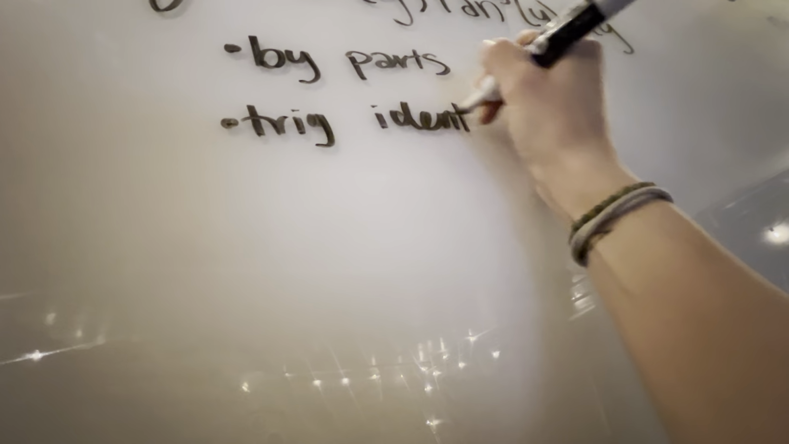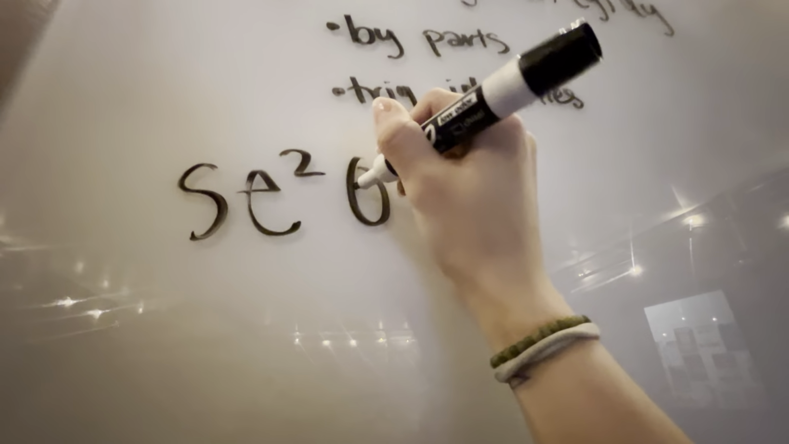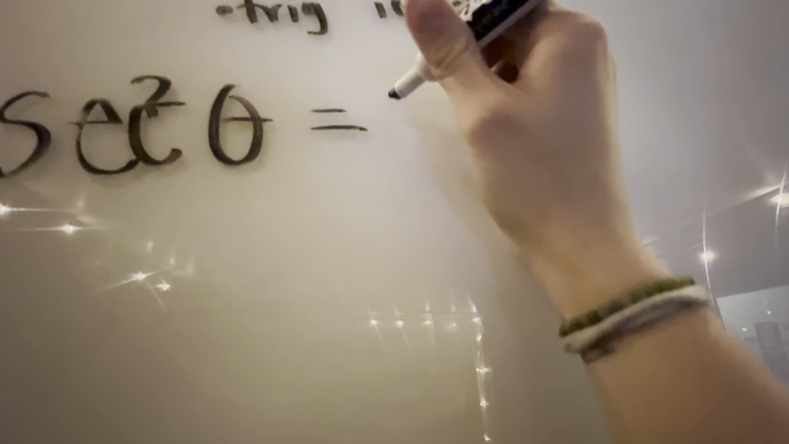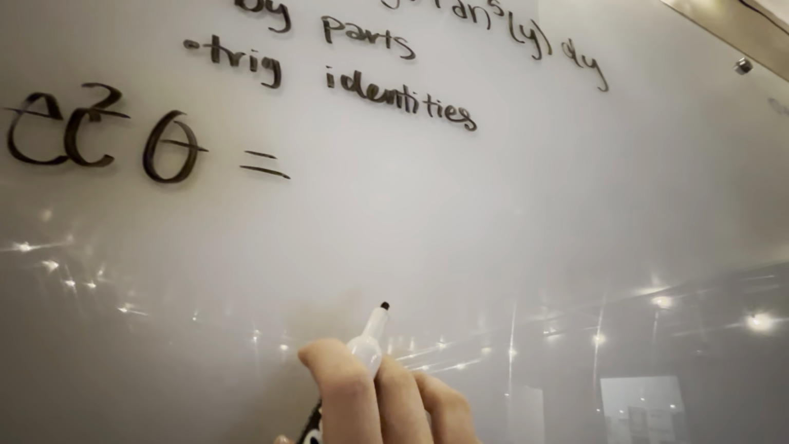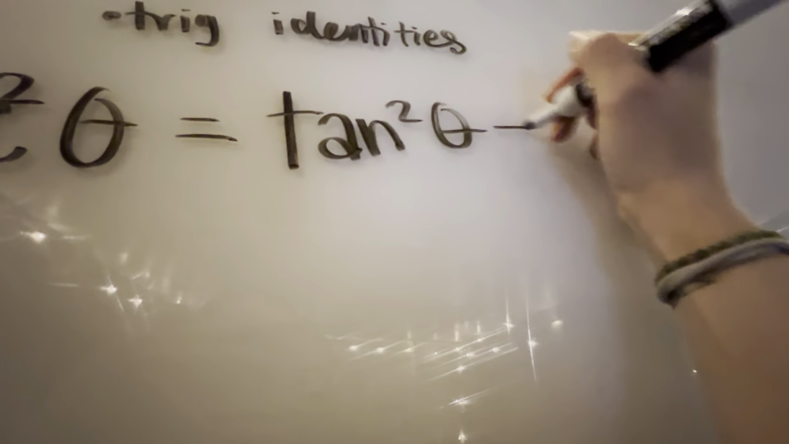By parts. Trig identities. And let's look at our options. So we know that secant squared theta is equal to tangent squared theta plus 1. I had to check myself on that.